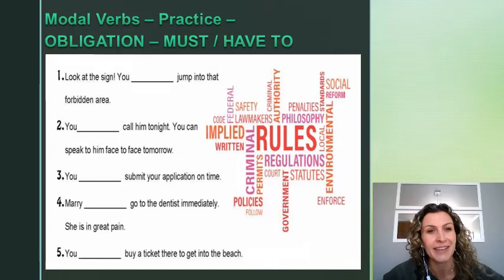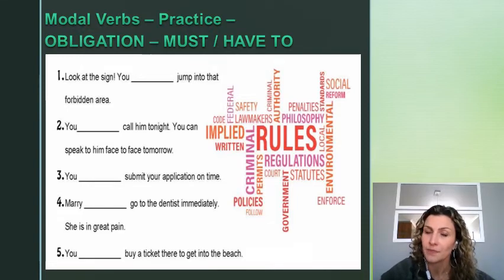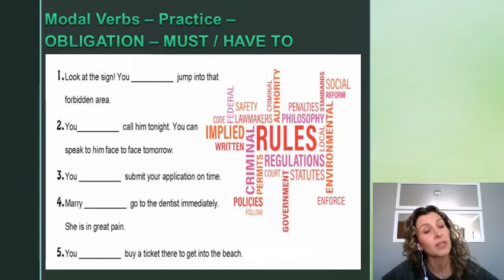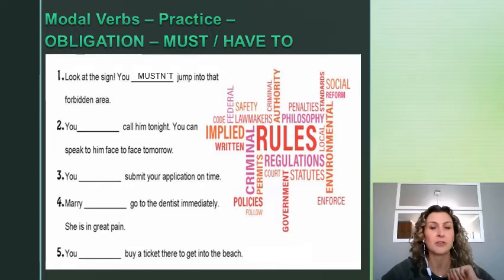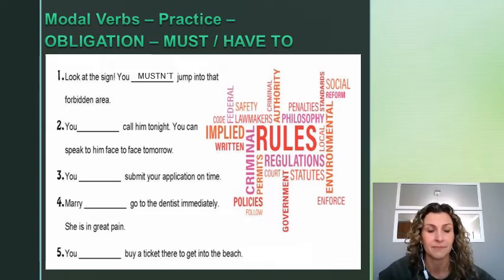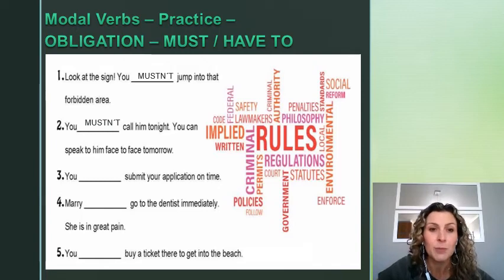Right, guys, now we have some exercises here. Let's practice together. Just remember that now we are going to talk just about obligation. We use must or have to. Sometimes we can use both, but sometimes it just depends on the context. Number 1, look at that sign. You mustn't jump into that forbidden area. It's dangerous, so you can't. You mustn't. Number 2, you mustn't call him tonight. You can speak to him face to face tomorrow. So don't call him, please.